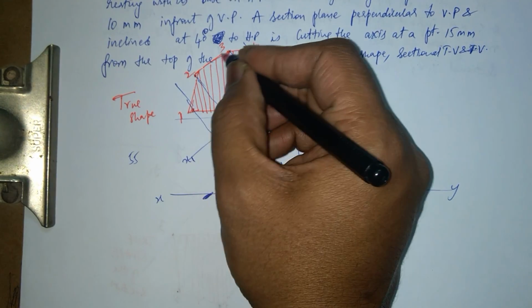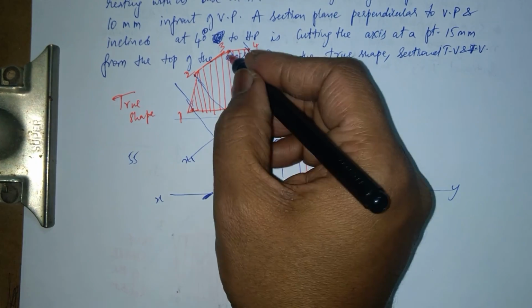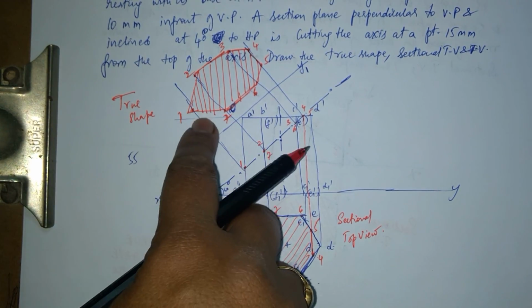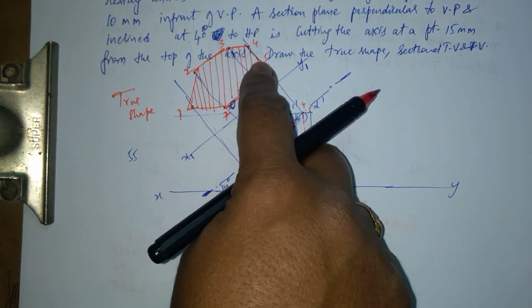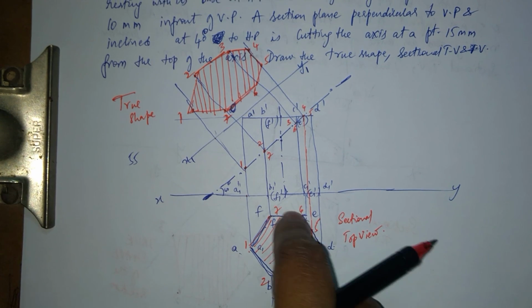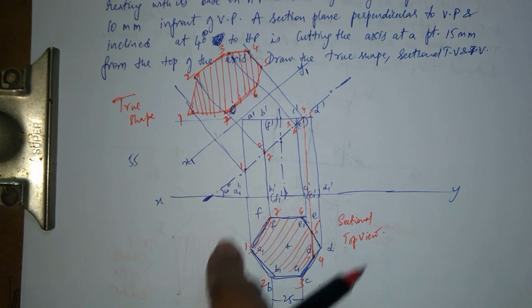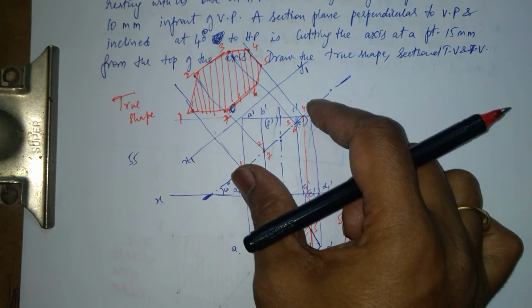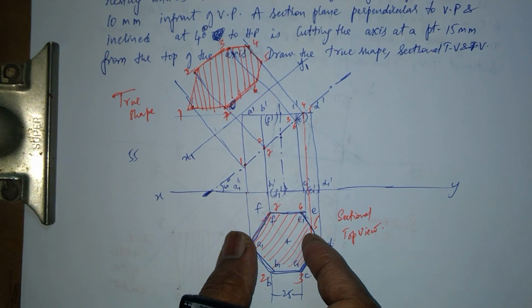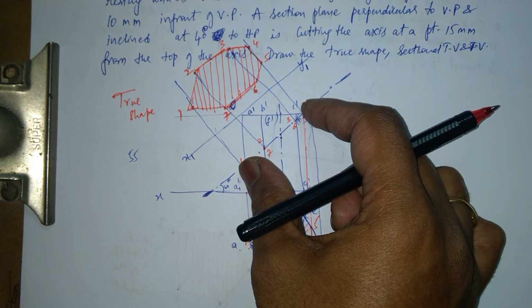You need to remember that the true shape and the apparent shape are the same. This one has how many sides? 1, 2, 3, 4, 5, 6, 7 sides. Similarly 1, 2, 3, 4, 5, 6 and 7 sides. Exactly the same, but the only thing is this is elongated in this direction. This length is the difference. Here this is the length, here it's elongated.